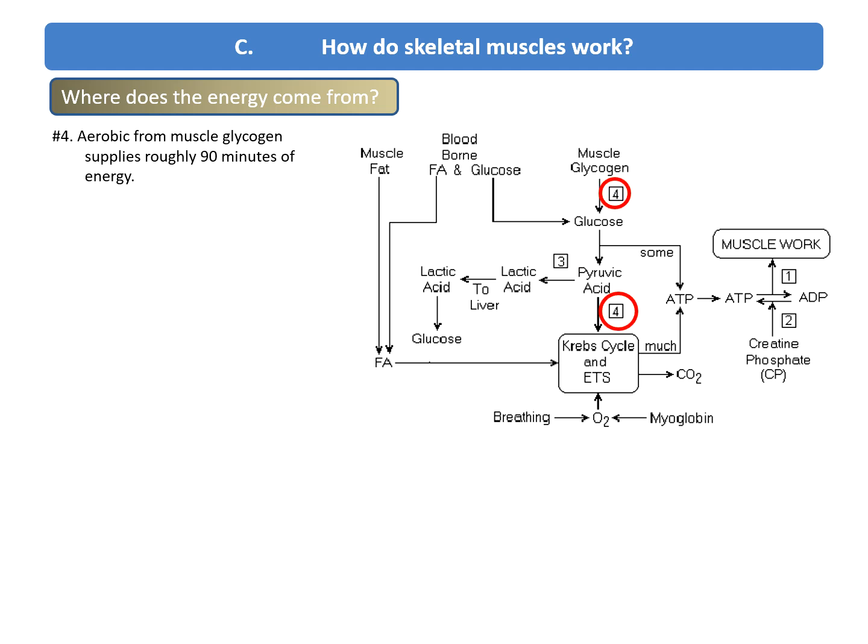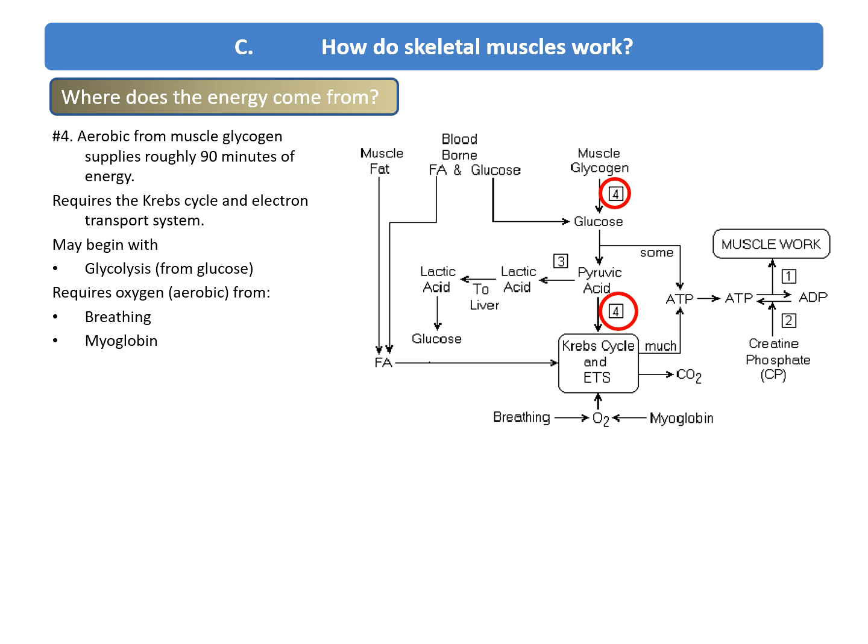Number 4, aerobic from muscle glycogen, supplies roughly 90 minutes worth of energy. So you see that's a great source of energy. It requires the Krebs cycle and the electron transport system. It may begin with glycolysis from the glucose. It requires oxygen, as mentioned earlier, and it comes from breathing and from myoglobin. It generates carbon dioxide as a waste product.